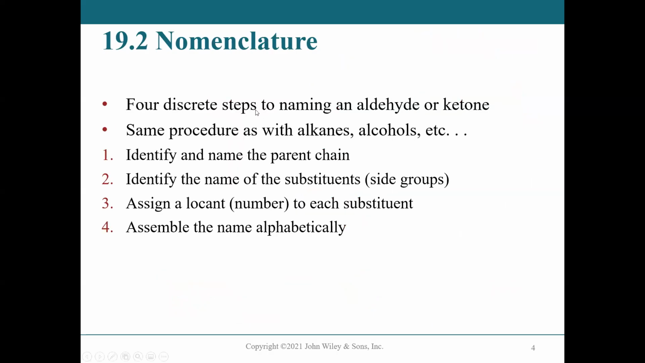So there are 4 discrete steps to naming an aldehyde or ketone. It's the same procedure as with alkanes or alcohols. Identify and name the parent chain, identify the name of the substituents, the side groups, assign a locant, a number, to each substituent, and assemble the name alphabetically.